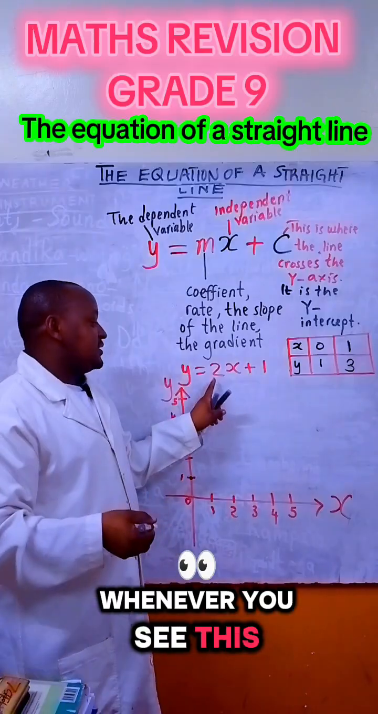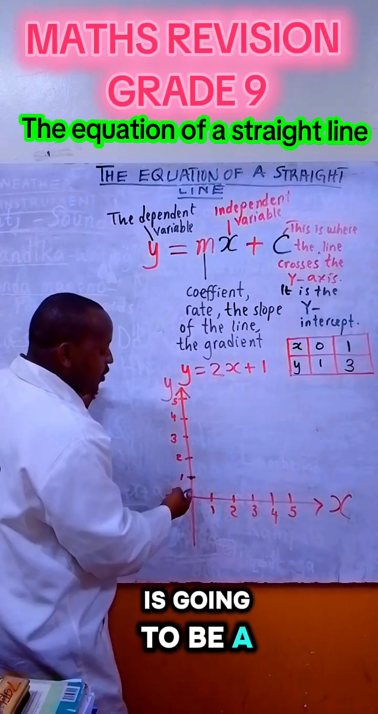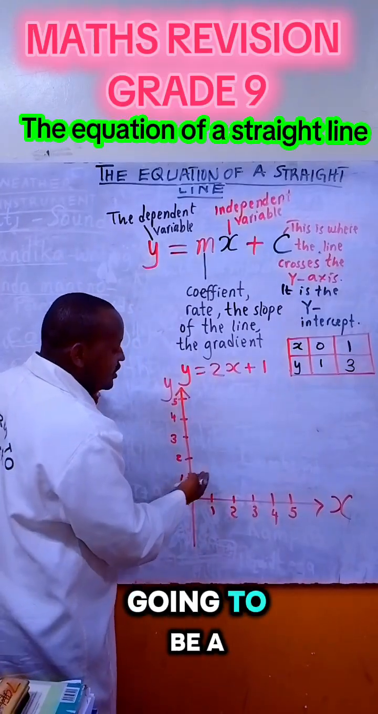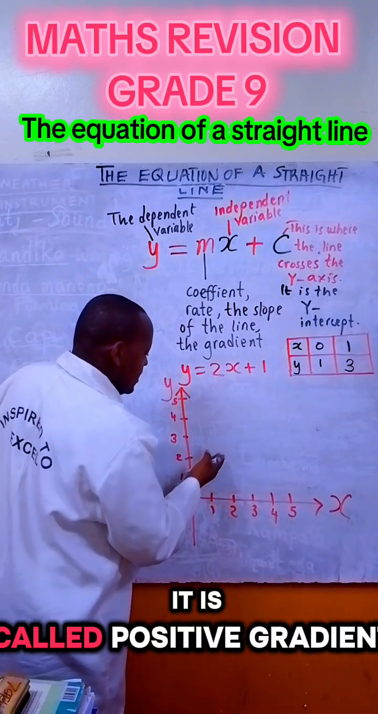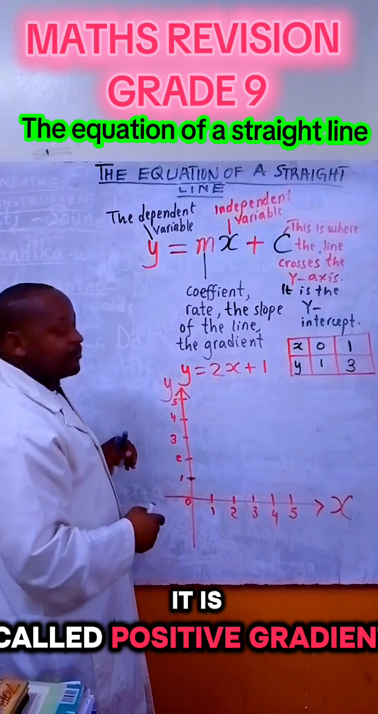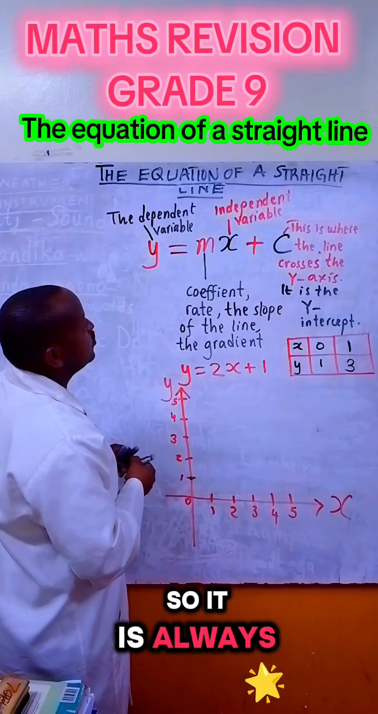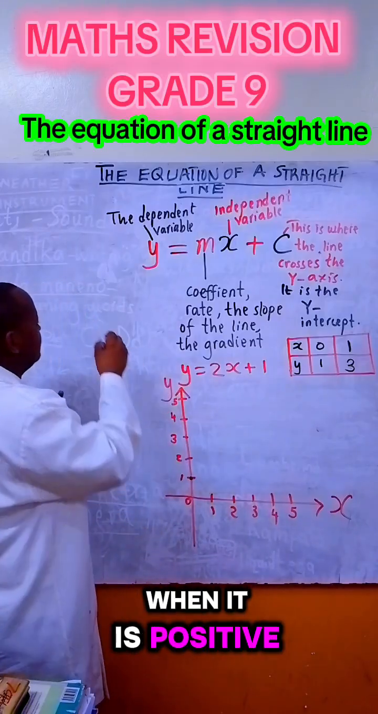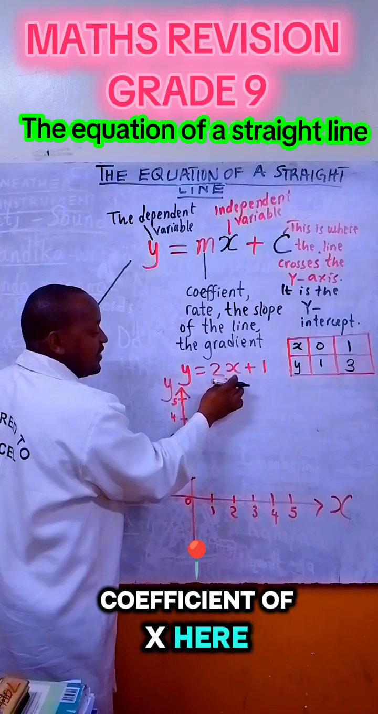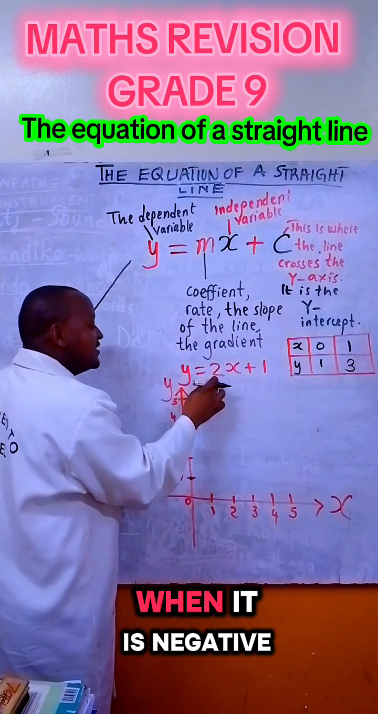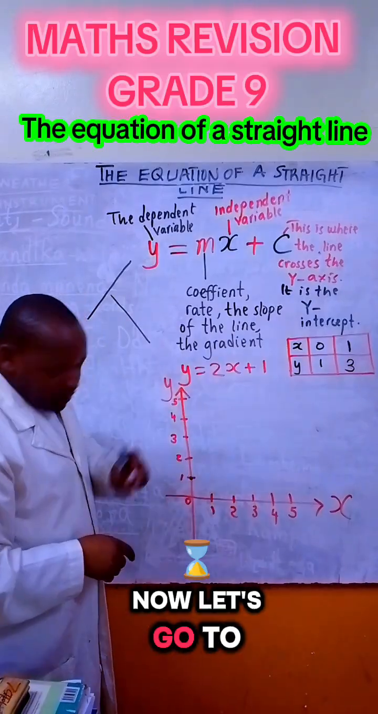Whenever the coefficient of x is positive, it means your slope is going to be positive. It is going to be a straight line with a positive gradient. If it is negative, it takes this other form. So it is good to know that when the gradient is positive, it moves like that. As simple as that. Now, let's go to the plotting.